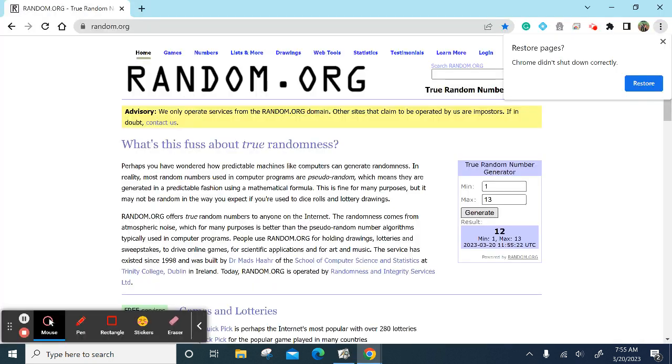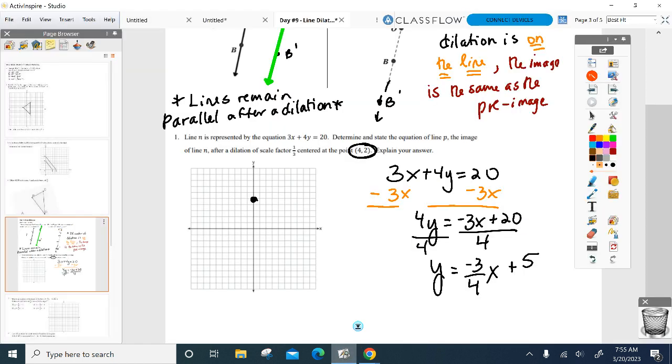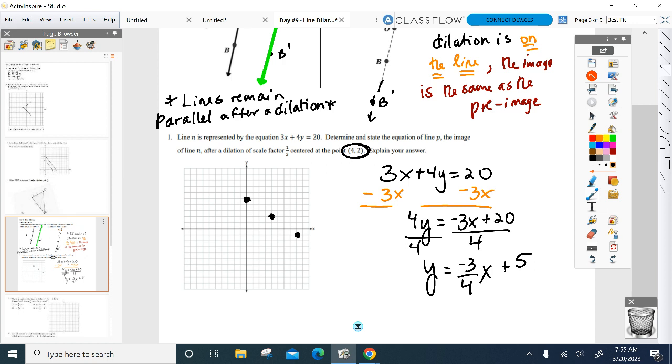So what's the slope of this line? Negative 3/4. So down 3, right 4. Perfect. 1, 2, 3. 1, 2, 3, 4. Nice. Again, straight edge not really needed. I just want to see what this line looks like. There it is.